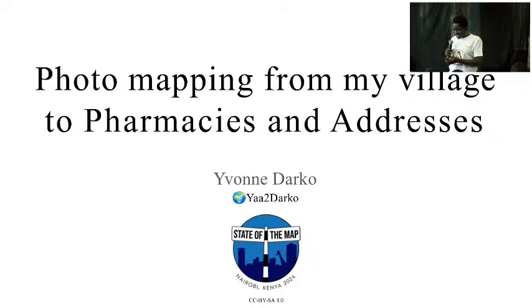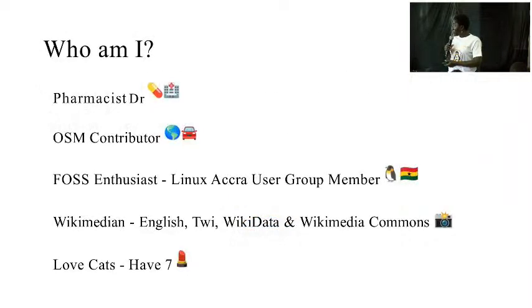Like I said, my name is Yvonne Darkon. I'm not a techie, I'm a pharmacist, but I contribute to OpenStreetMap. I'm also part of the Linux Accra user group. I also contribute to Wikipedia, English Twi Wikipedia, Wikidata, Wikicommons. And I love cats. I have 7 at the moment. Did I say 8? Oh.